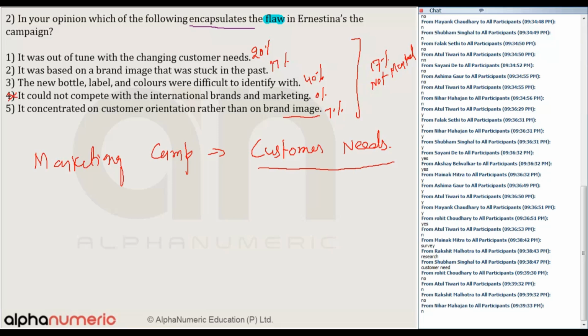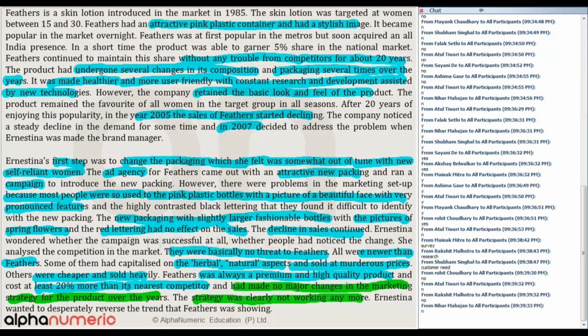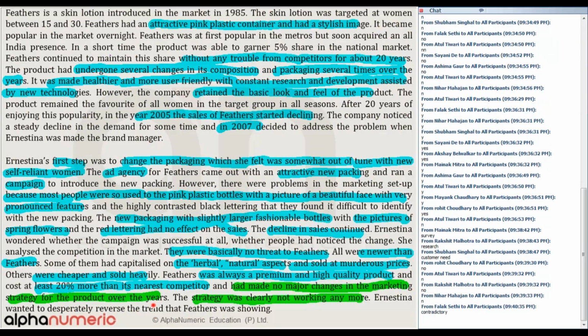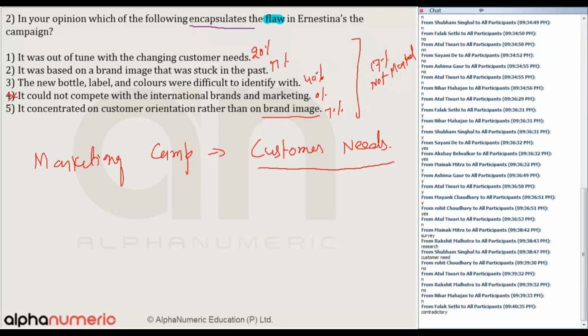Why? If you look here, the last line: had no major changes in the marketing strategy for the product over the years. So when it comes to the marketing strategy, there was no change in the product over the order. So basically it is contradicting. That's why the answer can't be option number 5. It is focusing on the brand image, not on the customer orientation.